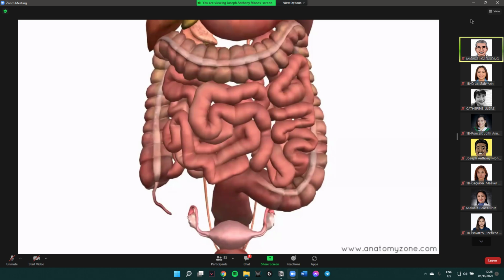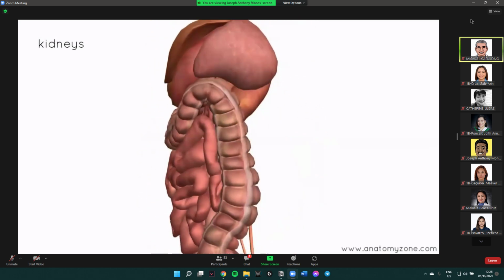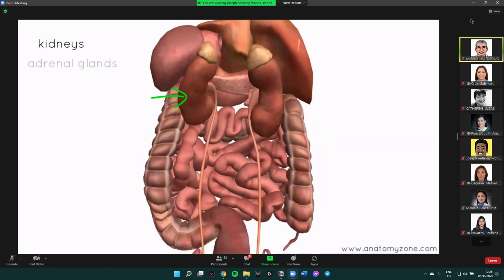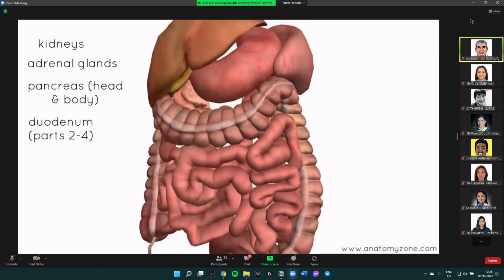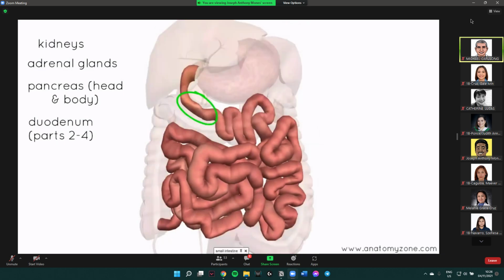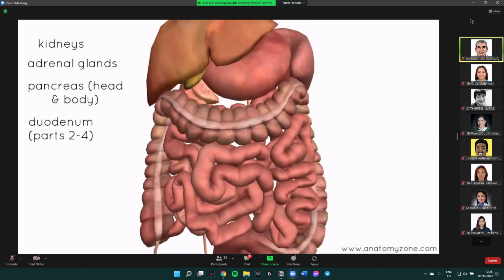So the retroperitoneal organs are the kidneys at the back, so you can see the kidneys here, and the adrenal glands which sit on top are retroperitoneal. We've got the head and the body of the pancreas, which are retroperitoneal. The tail is actually intraperitoneal. And then we've got the second to fourth parts of the duodenum, so the bits between the duodenojejunal flexure, which are retroperitoneal. And then you've got the ascending and descending parts of the colon, which are retroperitoneal.